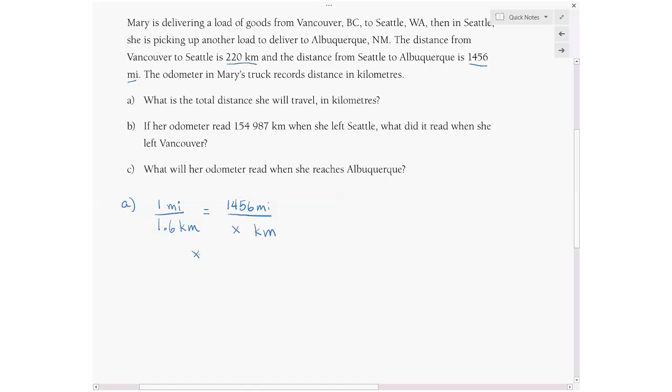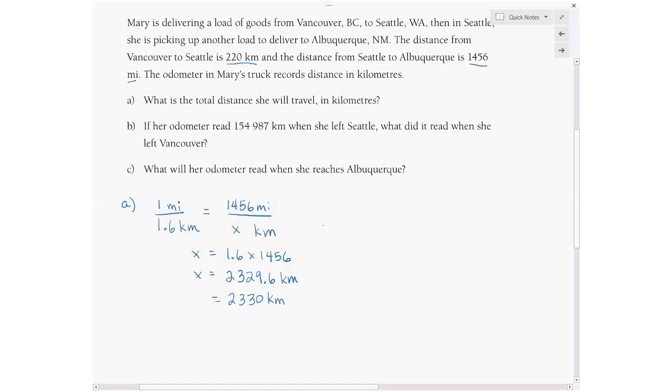Okay, so cross multiply, so 1 times x is just x, is equal to 1.6 times 1,456. So x equals, put that 1.6 times 1,456 gives me 2,329.6 kilometers. Let's just make that 2,330 kilometers. We'll round to the nearest kilometer.